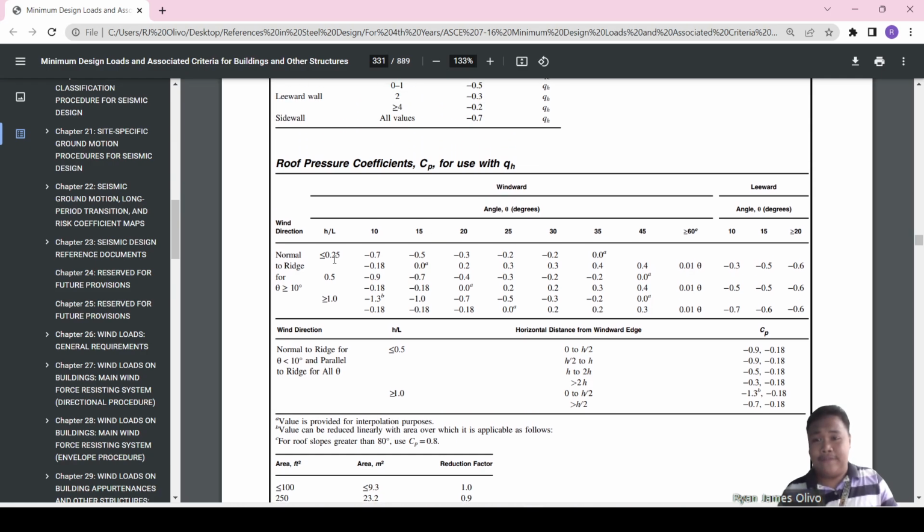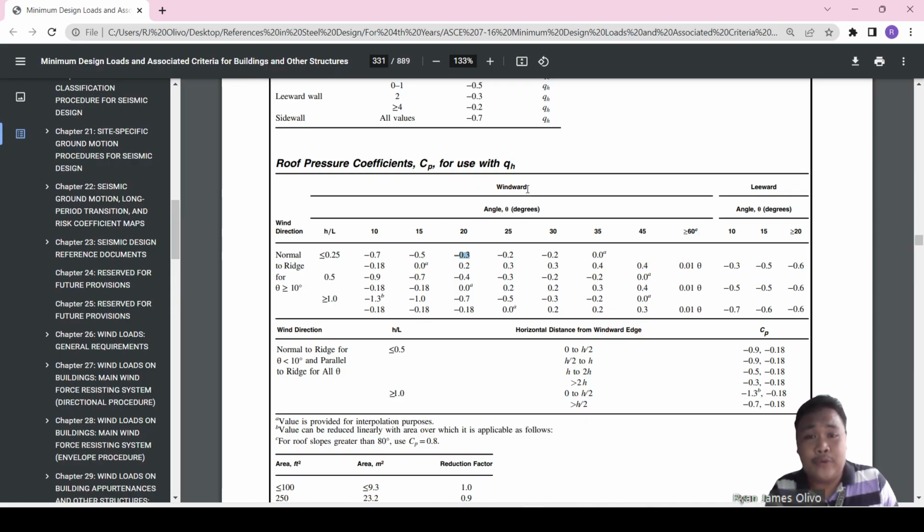For example, if our h over L is 0.4, do not use 0.5. Interpolate it. It is between these two, because 0.4 is between 0.25 and 0.5. Therefore, their values for different angles are also in between. We have two scenarios, two load cases: parallel to the ridge and normal to the ridge. The load cases I mean are for the windward.